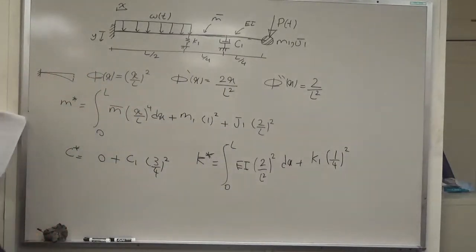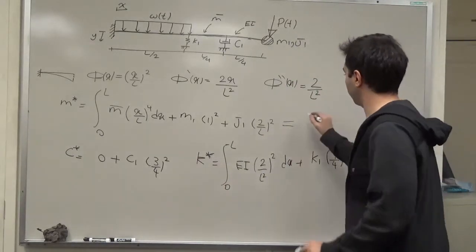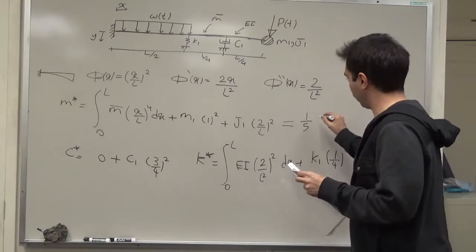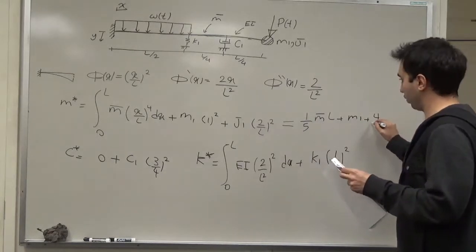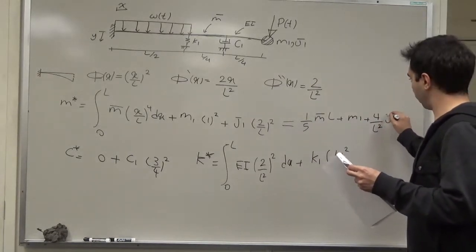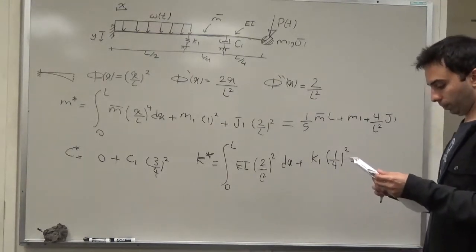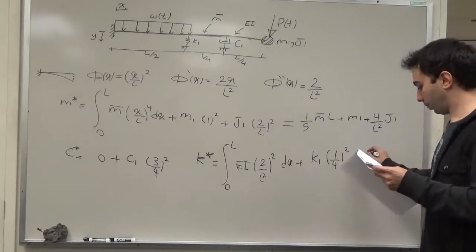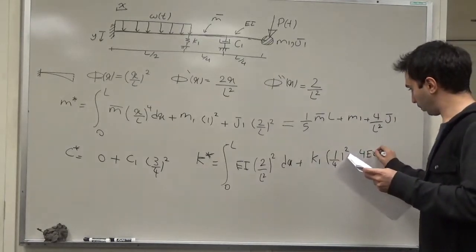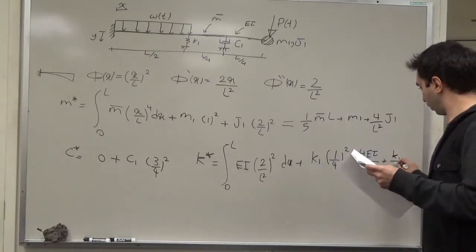Except, well, you didn't integrate the mass. It's just obvious from looking that it's equal to m bar L over 5 plus m1 plus 4 over L squared J1. Now the C asterisk doesn't have to do anything, that's 9/16 of C1. And this one is 4 over L to the 4th times EI, and then it's going to be times L, so it's over L cubed, plus K1 over 16.